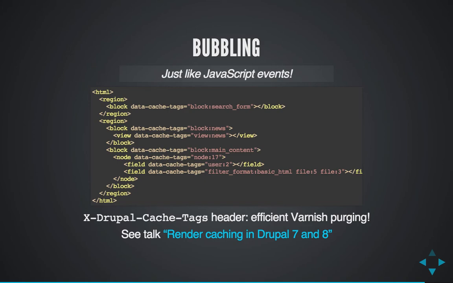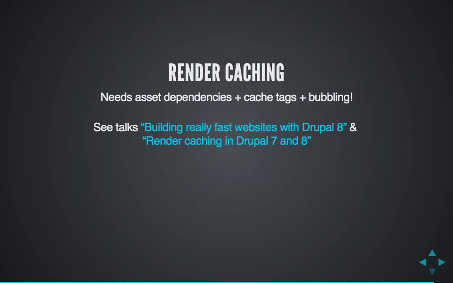So it will be possible to have huge amounts of pages for anonymous users cached in Varnish, not hitting Drupal at all, and then invalidating, whenever there is a change, only those pages that are actually affected and not making some best guess. So that is going to be very powerful. And really all of the above, the asset dependencies, the cache tags, and the bubbling are all necessary for render caching to work, because render caching already exists in 7.